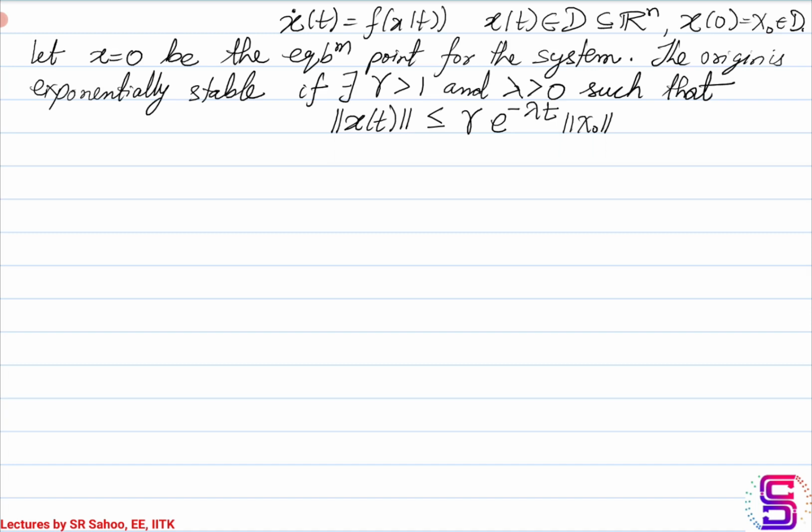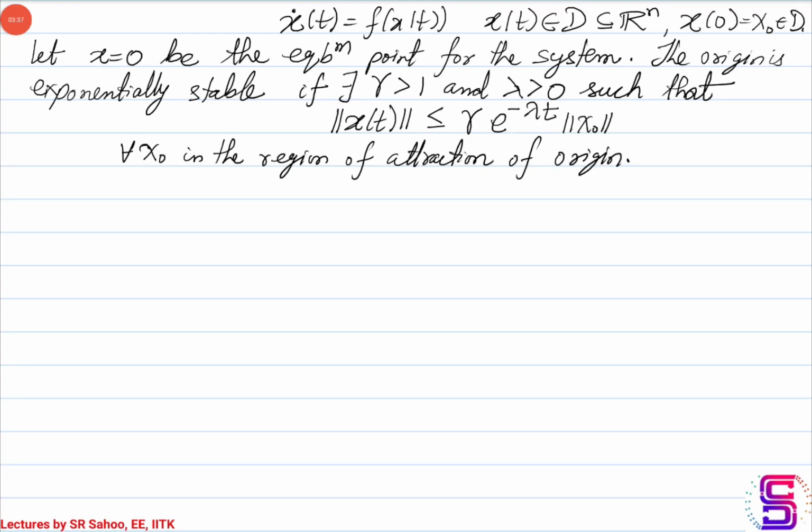If this holds for a solution when it starts from x0, for all x0 in the region of attraction of the origin, then the origin is exponentially stable. Okay, so now how can we verify this? Because we already have the idea of the Lyapunov theorem. How can we verify this from the Lyapunov theorem, or what modification will we do?